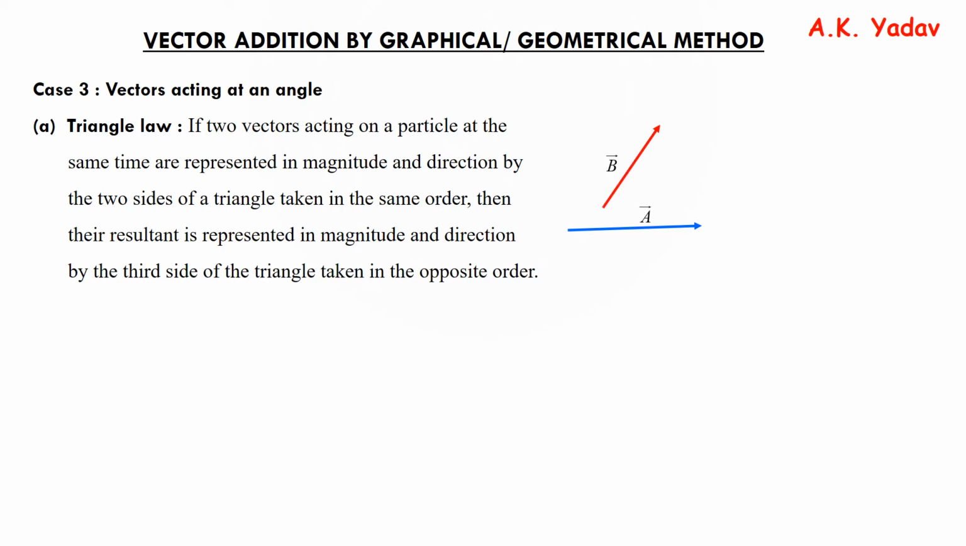So I have vector A, vector B, they are acting on a body, and they are represented by the two sides of a triangle taken in the same order, that is tail to head, tail to head. Then the resultant is represented by the third side of the triangle taken in the opposite order, that is here also tail to head, from the tail of vector A to the head of vector B. So R is equal to A plus B.